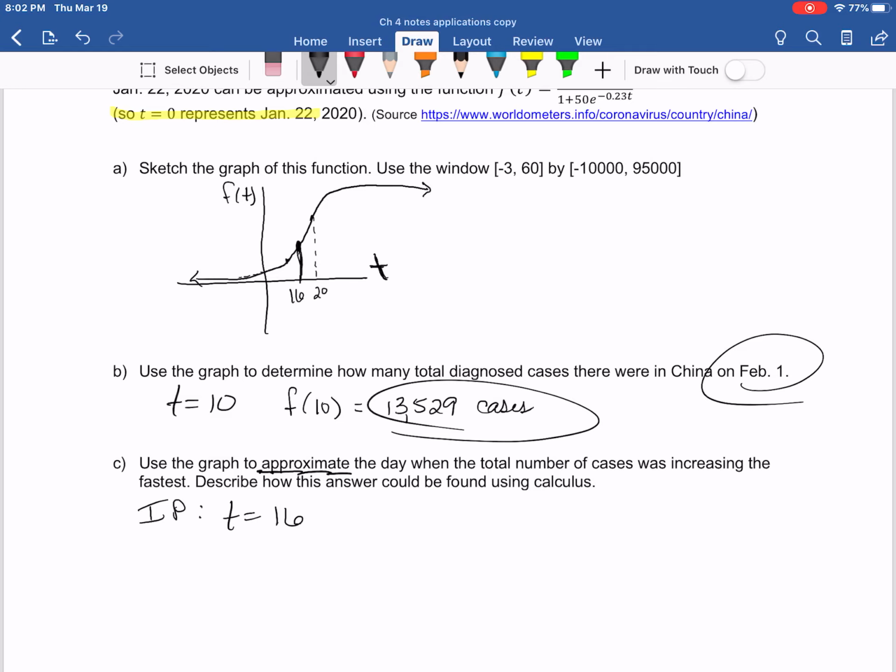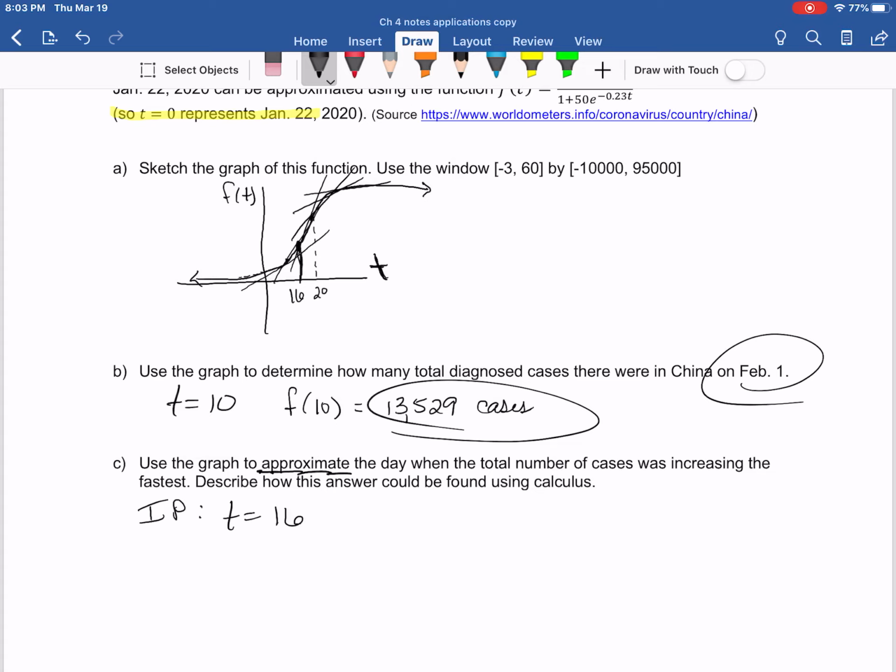How could this answer be found using calculus? Remember, the inflection point tells you where the graph changes its curvature. So prior to t equals 16, this graph is going up at a very quick pace. And then after 16, it's still increasing, but it begins to level off. If you were to start drawing in tangent lines before 16, you would notice that they're increasing at a pretty quick pace. And then after 16, the tangent lines begin to become less steep.